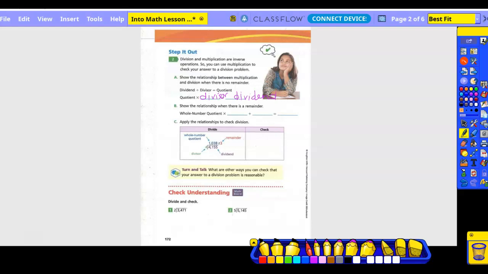Show the relationship when there is a remainder. So the whole number quotient times, what are we doing? Times what, guys? Times the divisor. Plus the remainder equals the dividend.